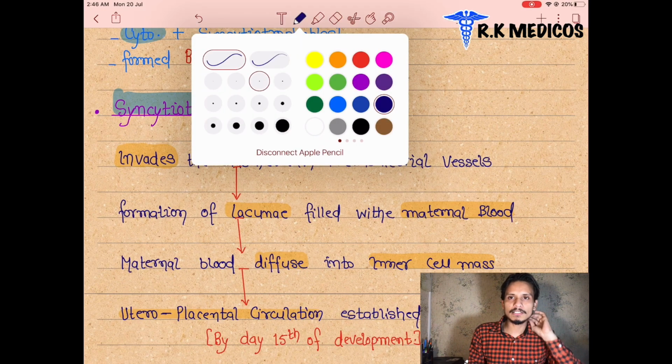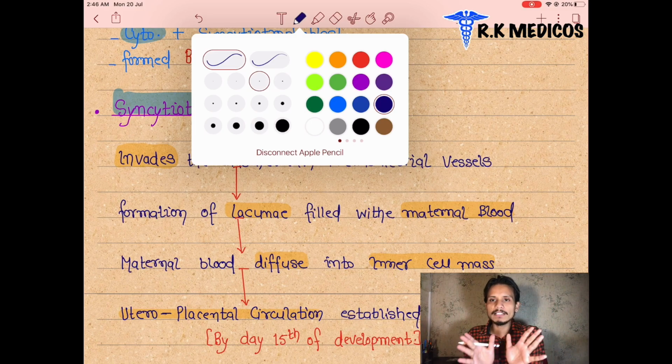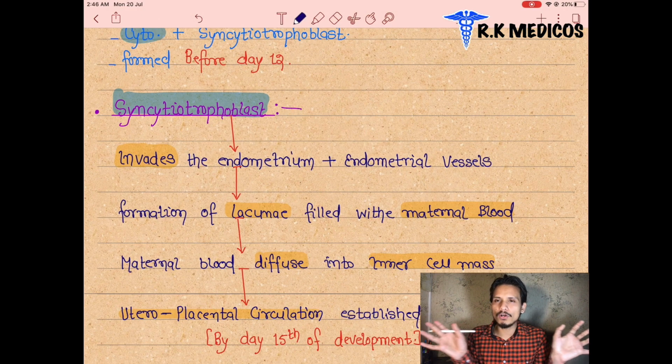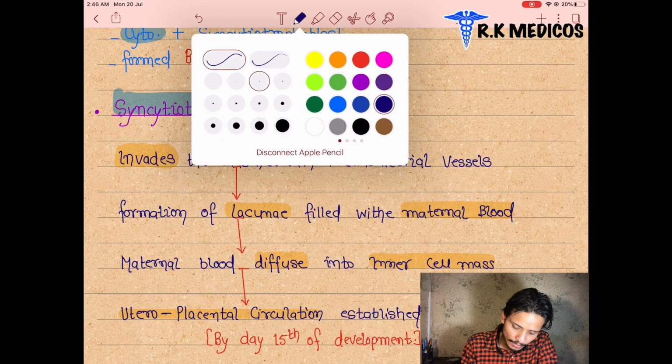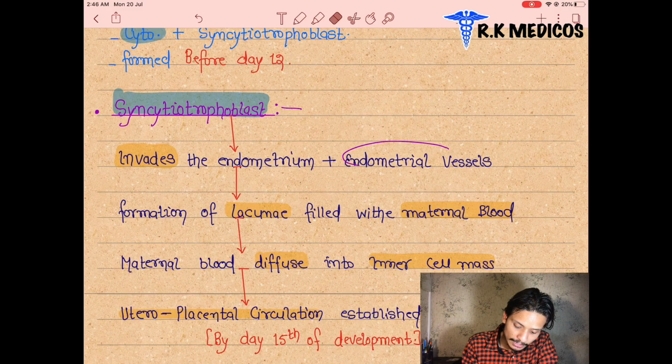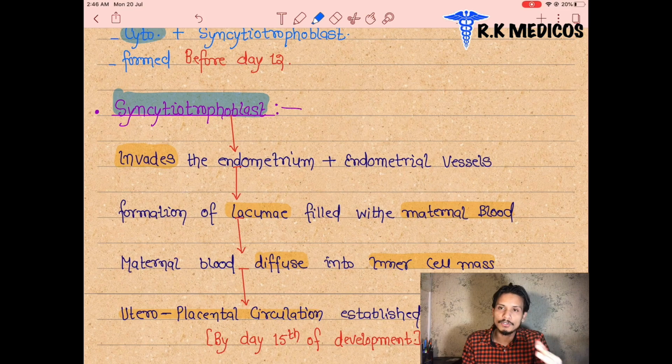Basically I am taking from the initial: this syncytiotrophoblast is the outermost layer, and these layers are embedding inside the endometrium. Because these layers are the outermost, they embed in the endometrial walls of the uterus, and they are also embedding the endometrial vessels. Why are they embedding the endometrial vessels? You know that in the endometrium, during implantation or development, the endometrial glands and blood vessels proliferate in the functionalis layer, and the whole uterine cavity, the endometrial layer, is full of blood vessels.